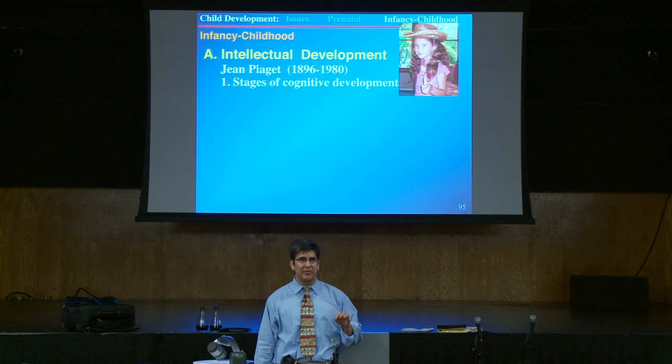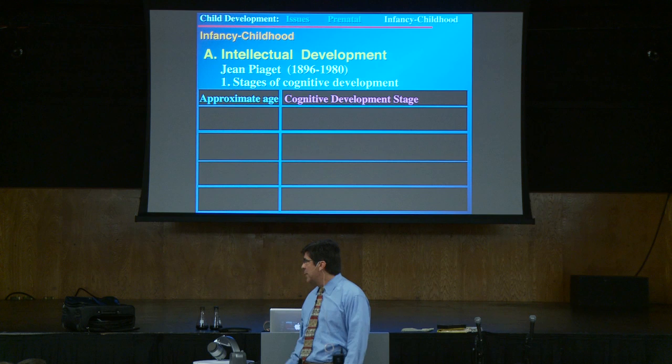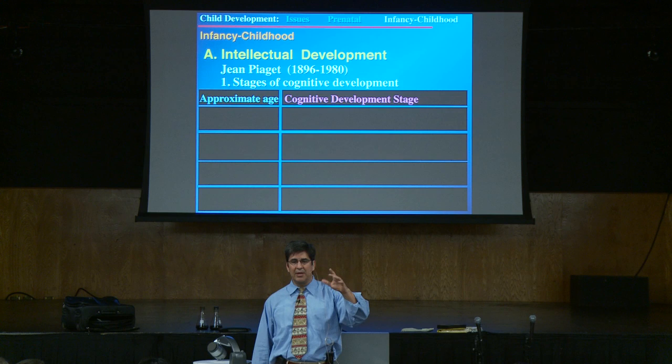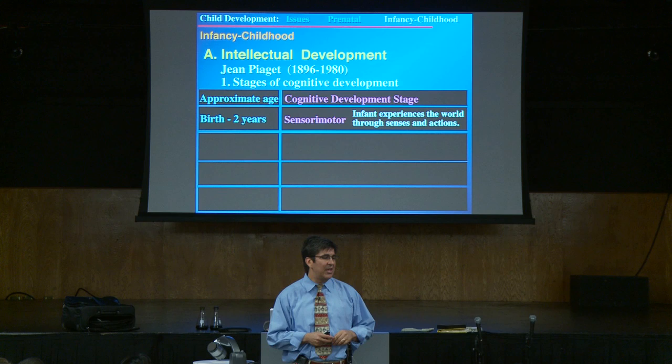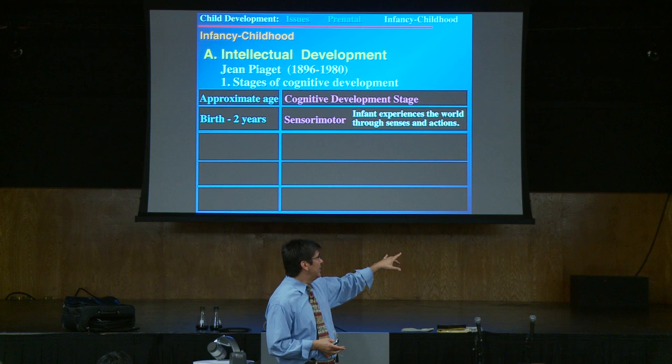I'm gonna put them up here on the PowerPoint, but these stages are listed in your textbook, so you don't need to write them all down. Instead, what I'd like you to do is look at them. This is Piaget's attempt at saying that we all go through different developmental stages, the first occurring right after birth, all the way up until about the age of two, called the sensorimotor stage, where a baby is most likely to experience the world through putting things where?